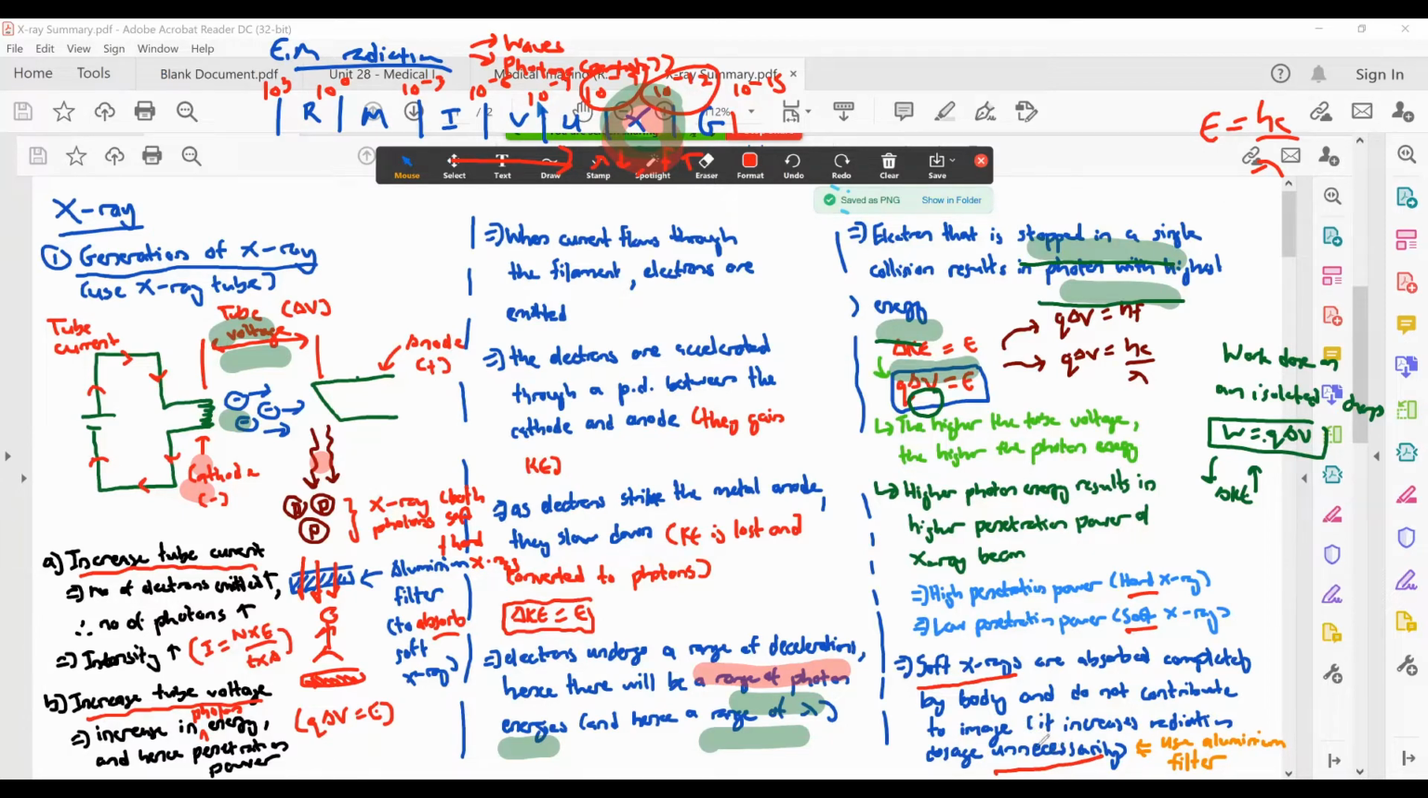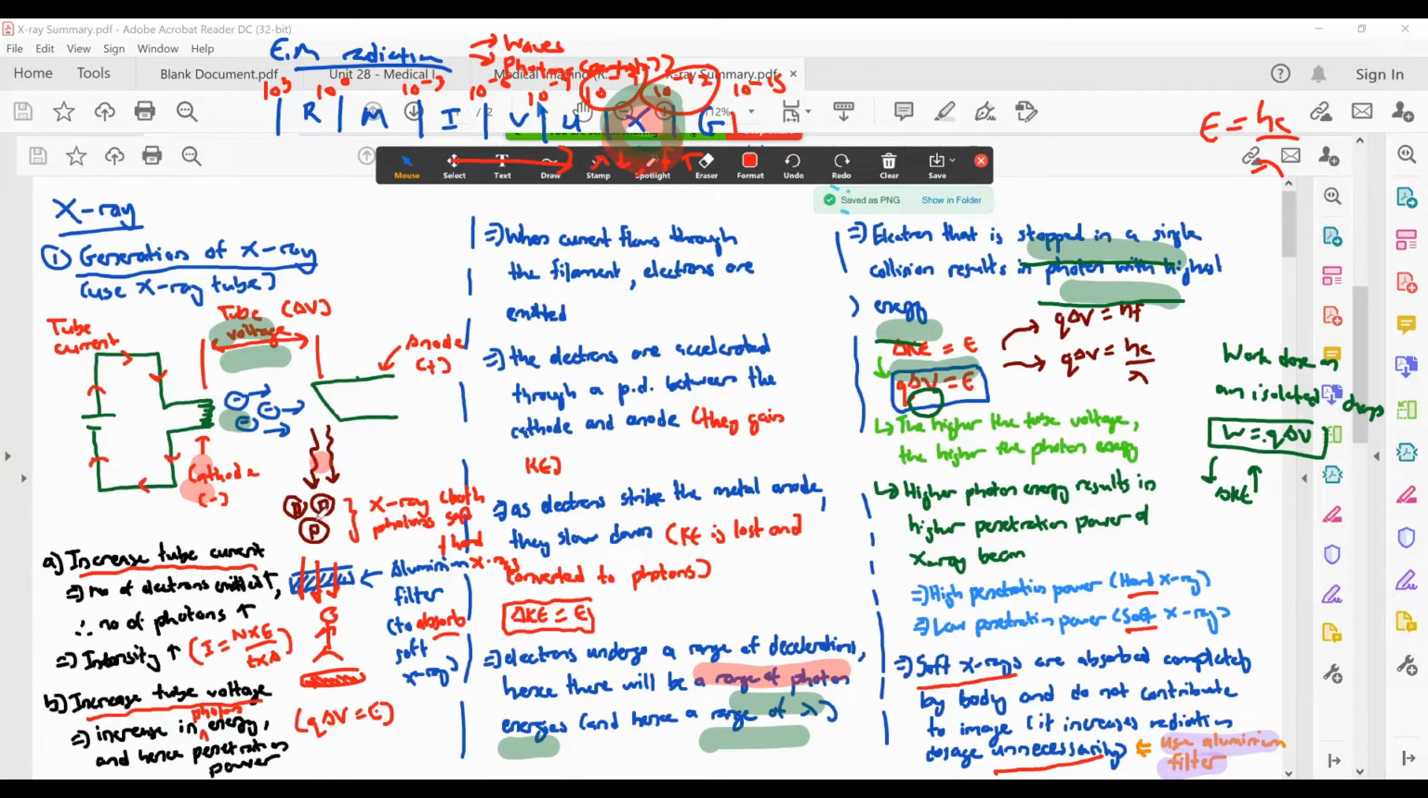So if you want to get rid of that soft X-ray, since it's not really useful here in any way, what we'll tell you is that you will tend to use what we call an aluminum filter. Where would you put your aluminum filter? Somewhere around here.